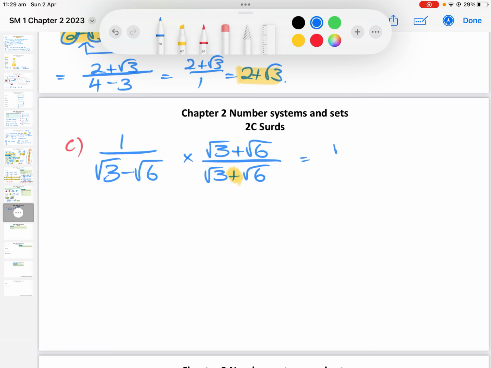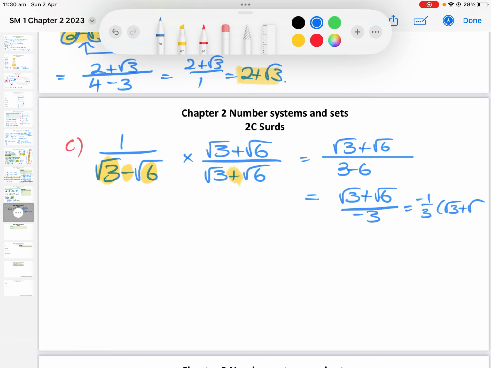So this is all right. And on the top, we'll get root 3 plus root 6. And on the bottom, we'll get root 3 squared minus root 6 squared, or 3 minus 6. So root 3 plus root 6 on minus 3. And I think the book they write it as minus 1/3 root 3 plus root 6. Same.